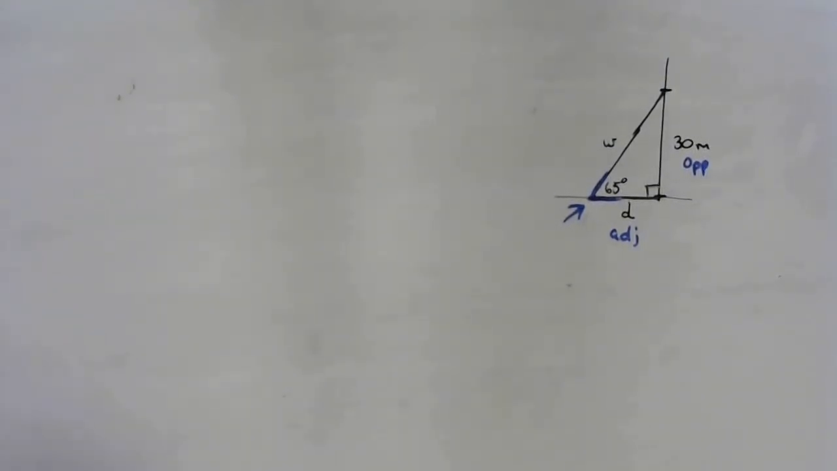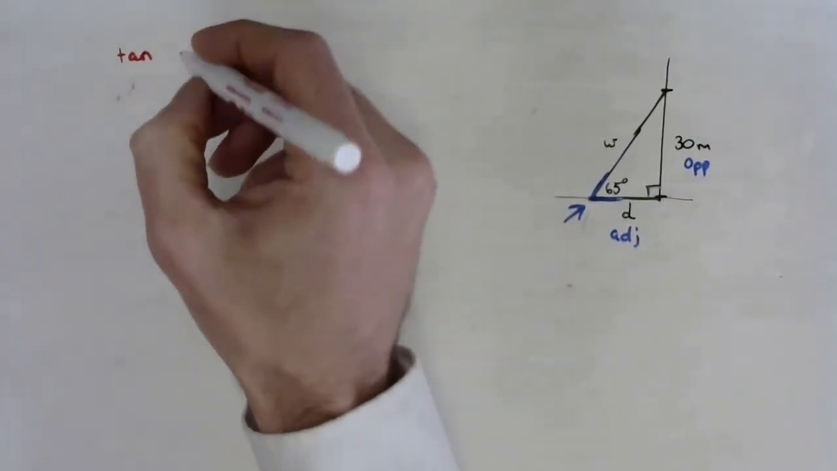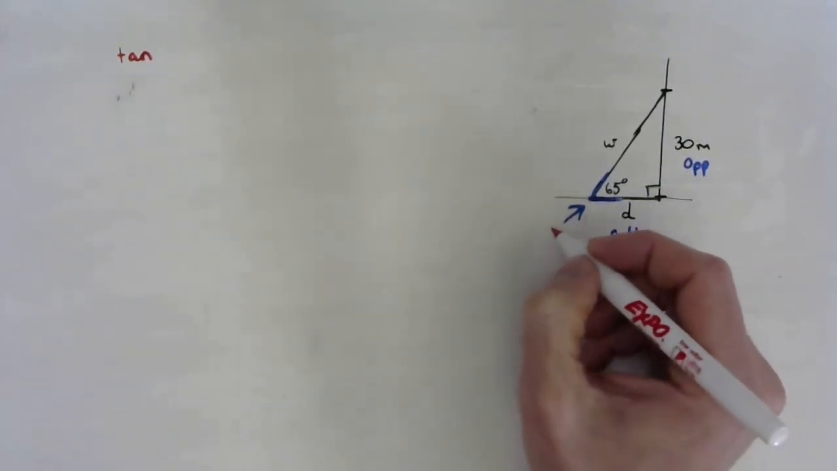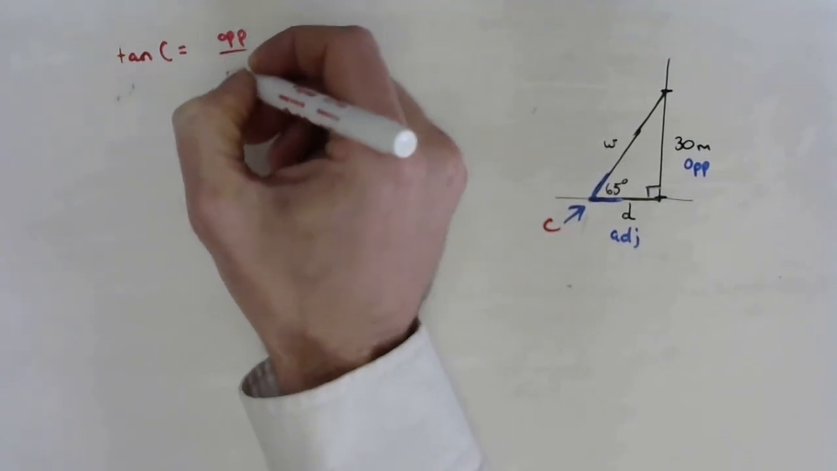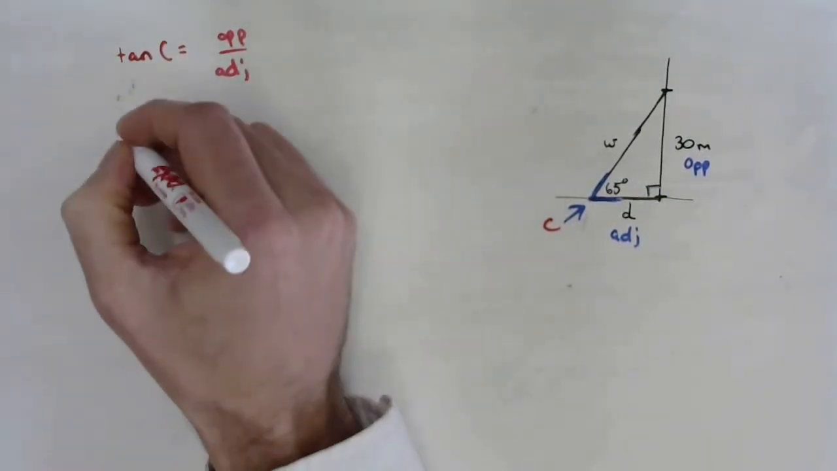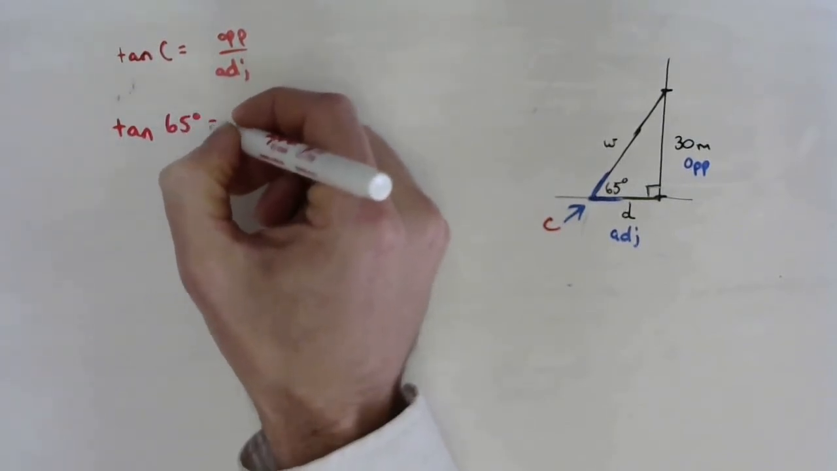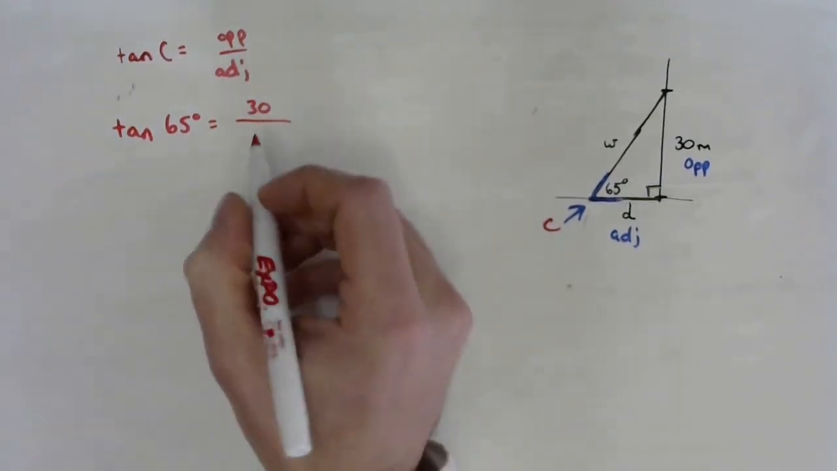We're going to first write our little formula that we use. The tangent of, what do you want to call this angle? C. It's angle C, sure. The tangent of C is opposite over adjacent. I know angle C is 65 degrees. I know the opposite is 30. Adjacent is D.